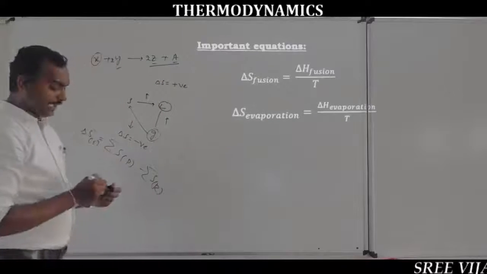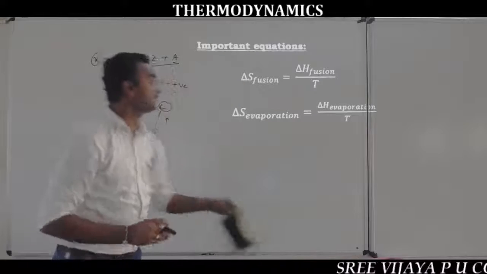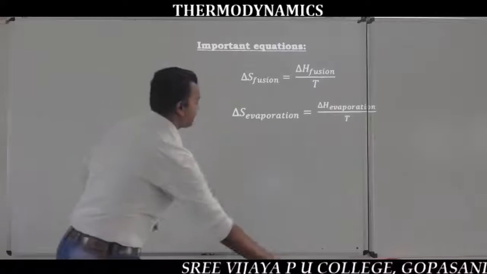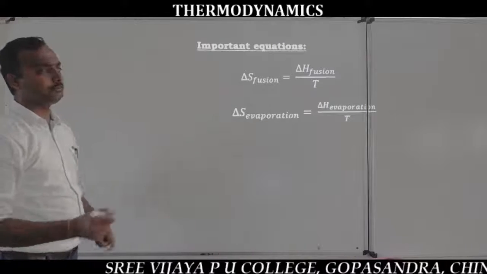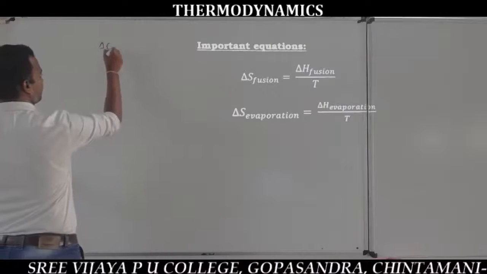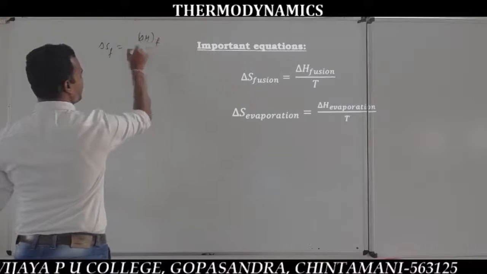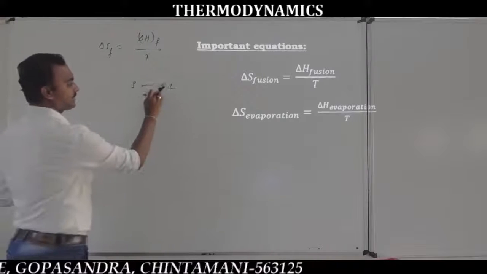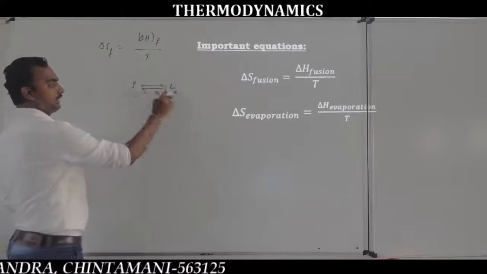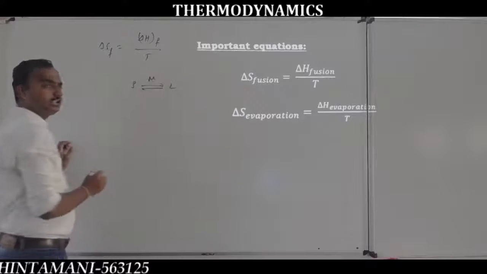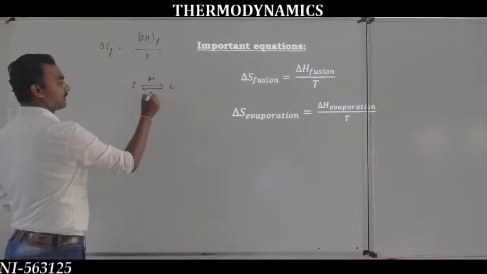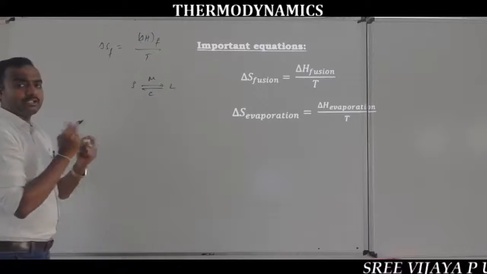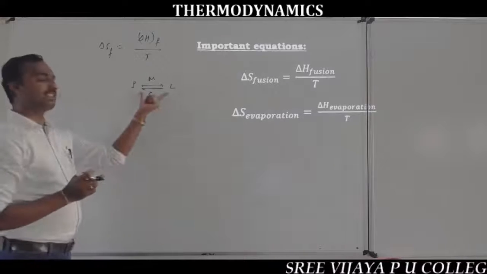So next are the important equations about entropy. That is delta S fusion. Fusion is nothing but melting. So delta S fusion is equal to delta H fusion divided by T. Solid is converting to liquid, so at a particular time there is an equilibrium between solid and liquid. Solid going to liquid is called melting or fusion. Liquid going to solid is called solidification. So here the rate of melting is equal to the rate of solidification, that is the existence of equilibrium.